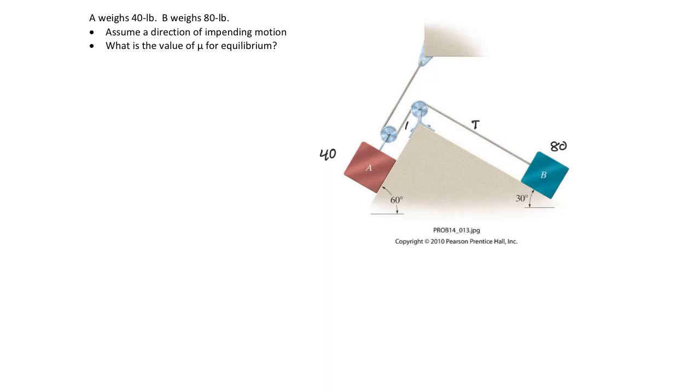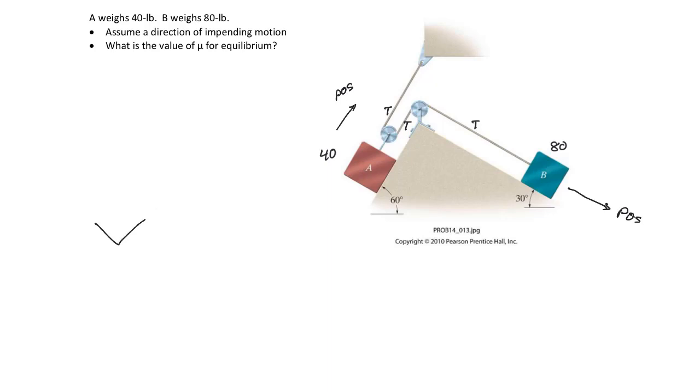In that case, the tension is going to be the same on all three of those pulleys. Let's assume that B slides downhill. So I'm going to call this my positive direction. If that's the positive direction for B, then this will be the positive direction for A. In other words, B will slide down and it will pull A uphill. In order to validate that, let's do some free body diagrams.